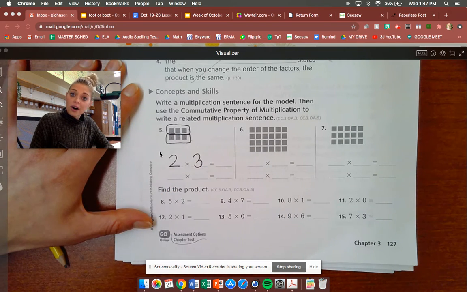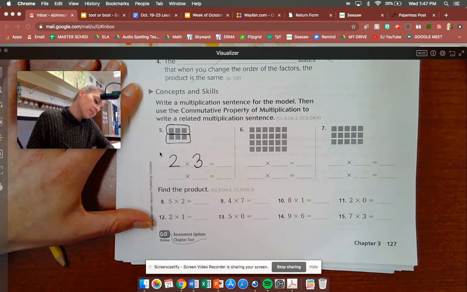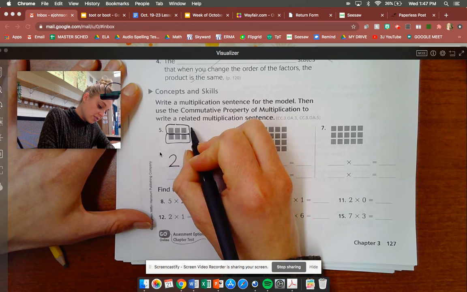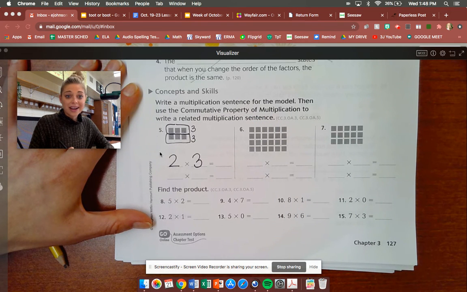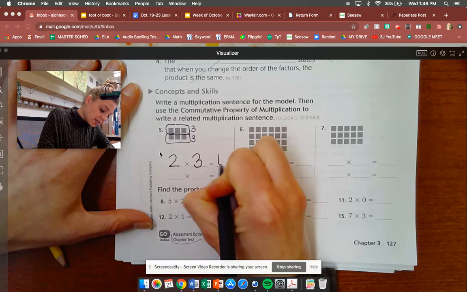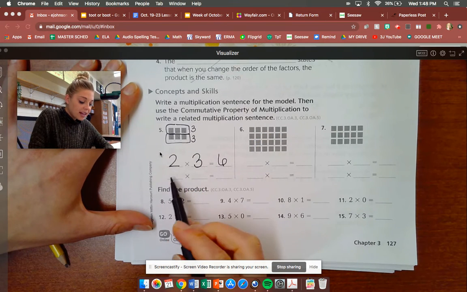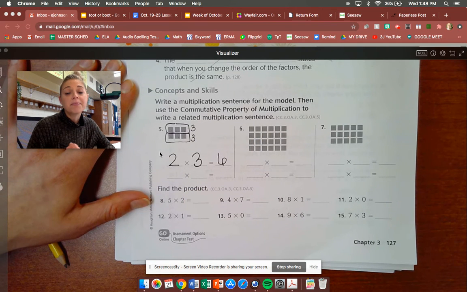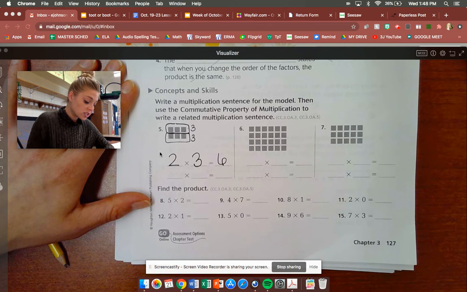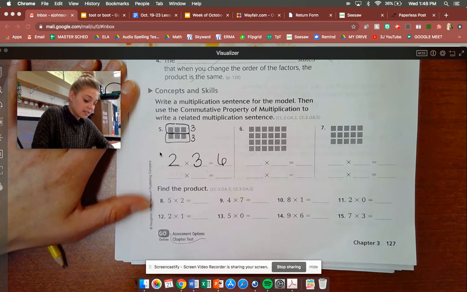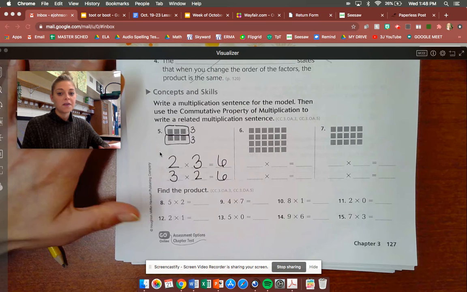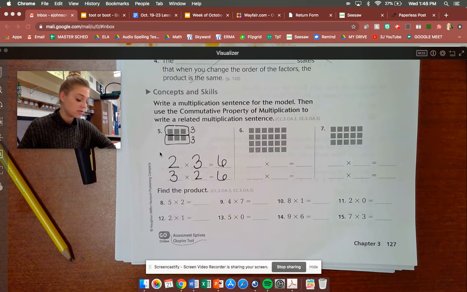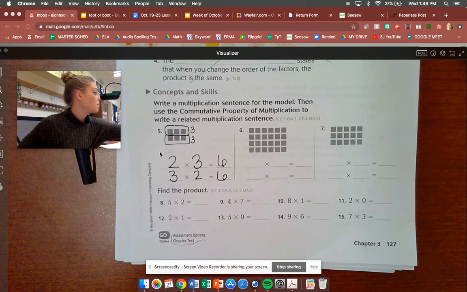How many in all? Well, for this, you would add 3 plus 3. And we know that is 6. So 2 times 3 equals 6. The related fact, using the commutative property of multiplication, just means that they want you to flip-flop these and go to 3 times 2 equals 6. Remember, you should be following along, so please make sure you have this written down on your paper.